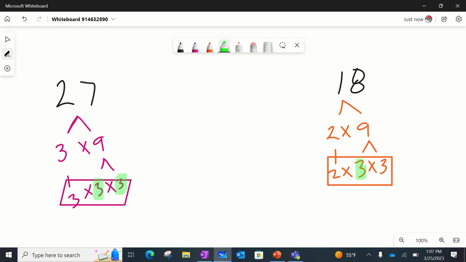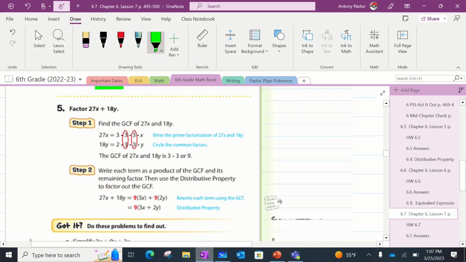These 3's are in common, just like it shows here. That common 3 and that common 3. Notice they also put x and y at the end, which is completely fine, because we're going to have to bring them back anyway. Since the two 3's are there, 3 times 3 is 9, so it will be 9 on the outside.